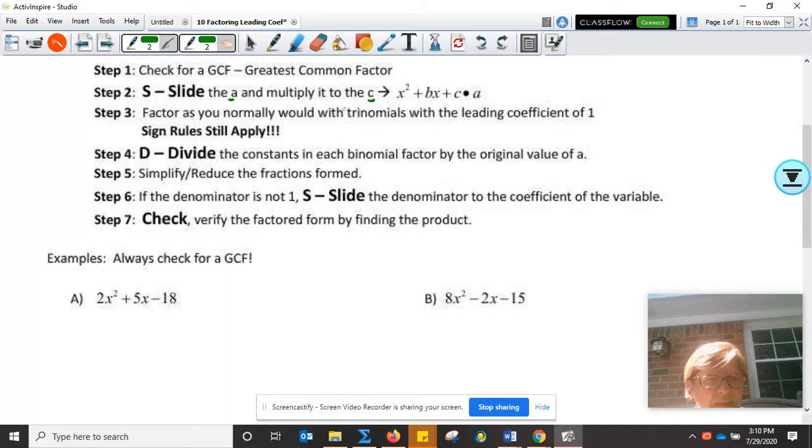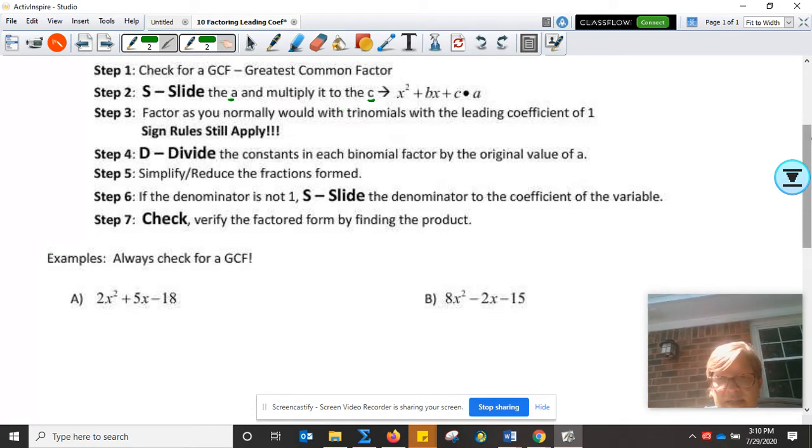Then we're going to divide. We're going to divide the constants in each binomial that's factored by the original value of A. Then we're going to reduce. And if the denominator is not a 1, we're going to slide that denominator to be the leading coefficient of that set of parentheses. And then you can check by finding the product.